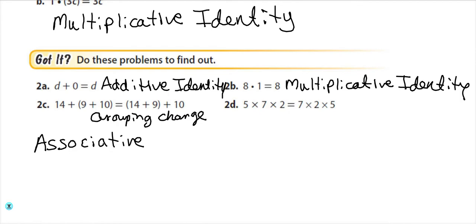So associative property of, in this case, everything was addition, so it's addition.